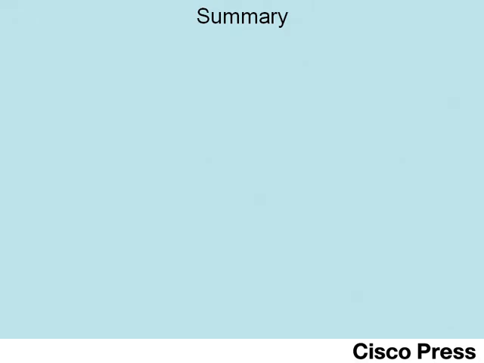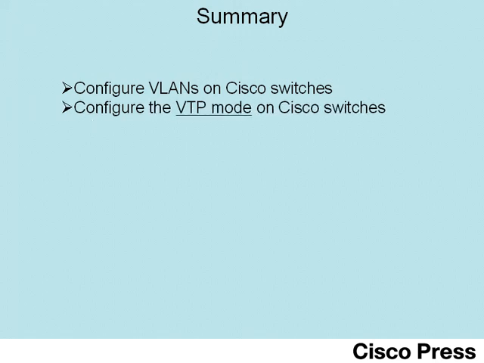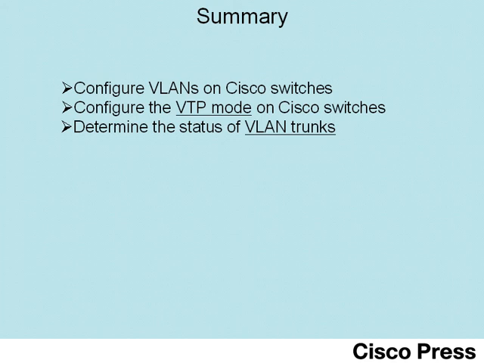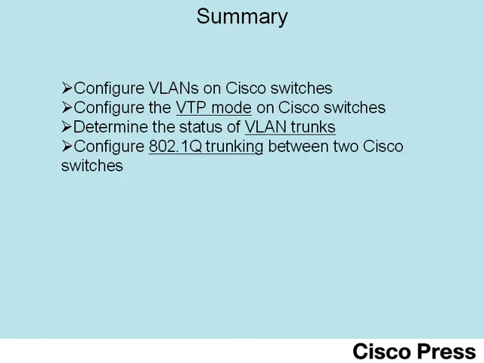This concludes ICND2 Lab 1. In this lab, you've seen how to configure VLANs on Cisco switches, how to configure the VTP mode, how to determine the current status of any VLAN trunks, and how to configure 802.1q trunking between two Cisco switches.